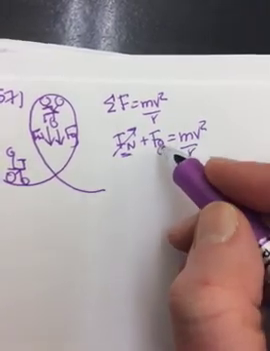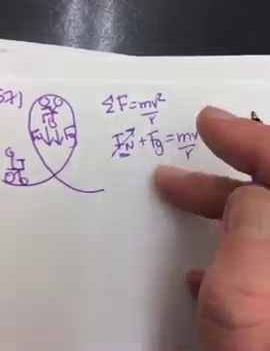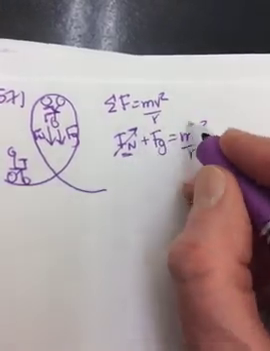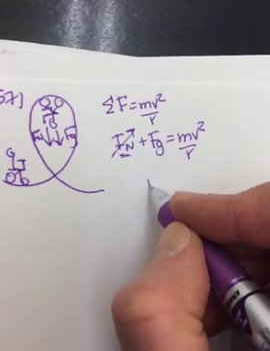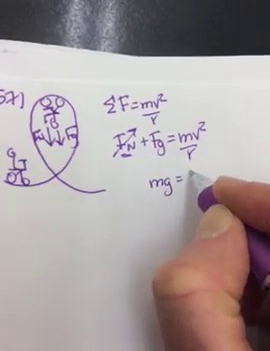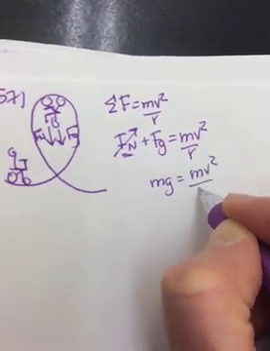If he goes any slower after that, then the two sides will no longer be equal. The mv squared over r will be too tiny. The mg will be bigger. It'll pull him out of the circle. It will not end well.